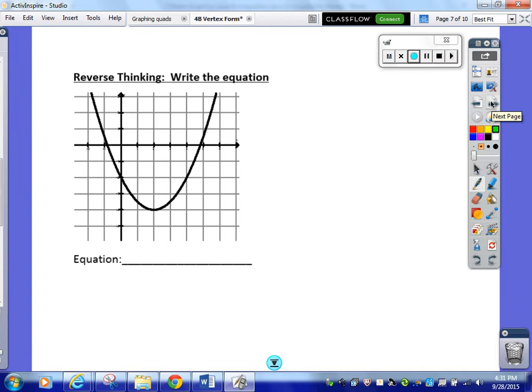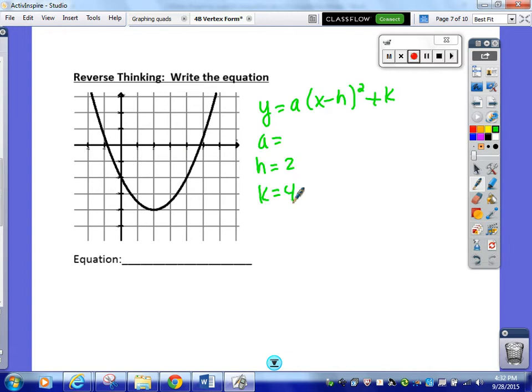All right, let's go backwards. Now we want to give the equation. So the first thing you should do is write down the general form. Don't forget that square. So we need to find A, H, and K. Well, H and K are easy. That's right and left, and up and down. So this thing went right 2, so H is 2, and then down 4.